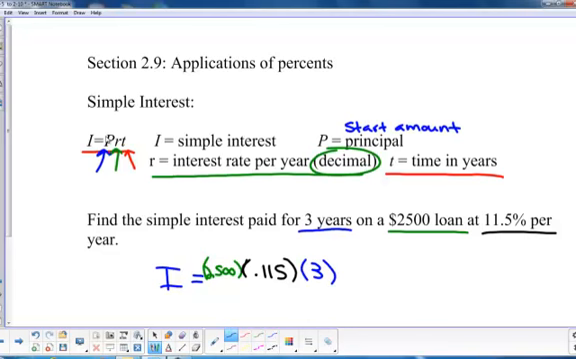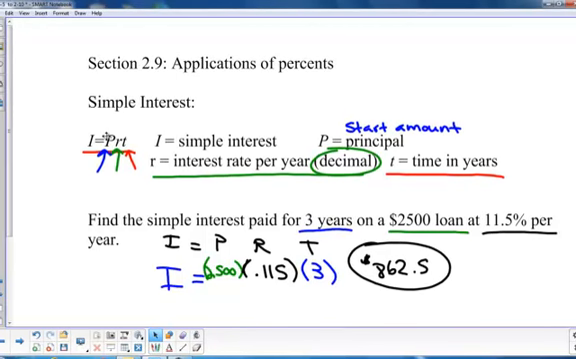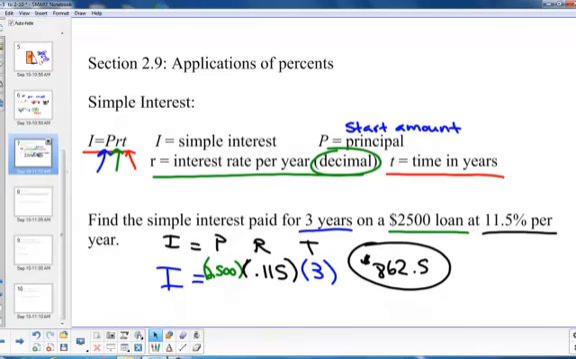So that's I equals PRT. And then you would just put that in your calculator. 2,500 times 0.115 times 3 is 862.5. So the interest that we would have paid is $862.5 over 3 years. That's how much extra it cost us to get a loan at 11.5% rather than just paying cash for whatever $2,500 thing we had to have.